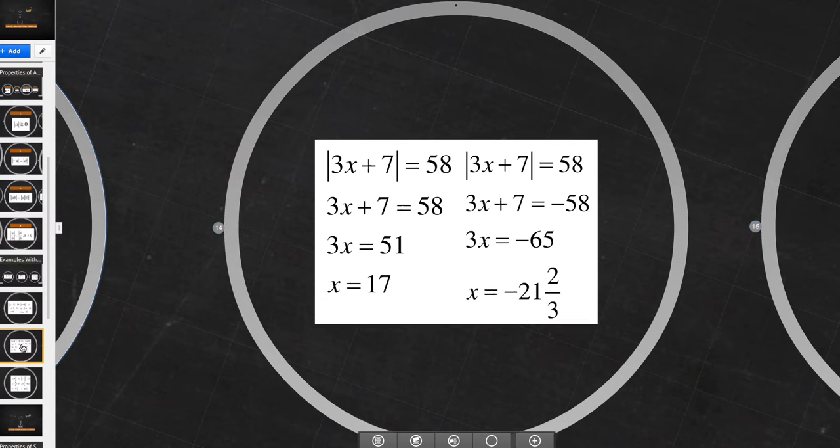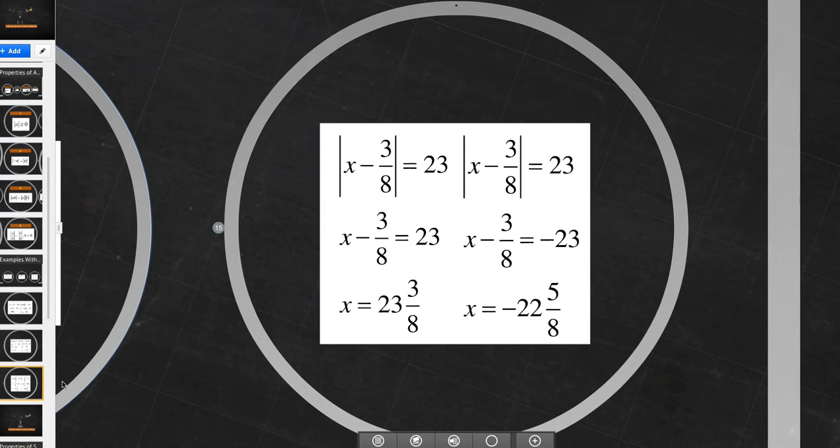In this example, you have the absolute value of 3x plus 7 equals 58. You get rid of the absolute value signs where you have 3x plus 7 equals 58 or negative 58, then you have 3x equals 51 and 3x equals negative 65. The answers then are 17 and negative 21 2/3.